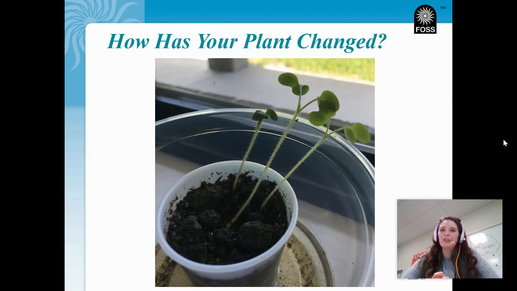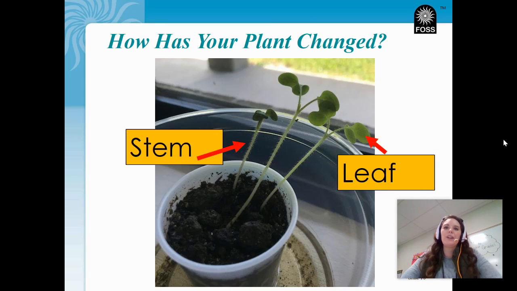Let's take a closer look at my current brassica plant. So you can notice the stems and the leaves. So there is the stem, there is the leaf. The leaves are there to collect the sunlight to use as food for the plant. And you can really tell it has grown a lot in a week. I think yours have as well.